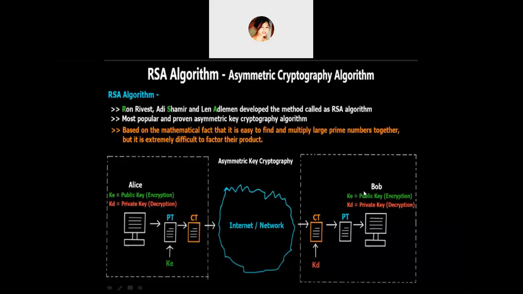Before going on with the RSA algorithm, do you remember the difference between symmetric key algorithm and asymmetric key algorithm? One difference you already know: one uses a single key and the other uses two keys, one public and the other private, right? This is the main difference between symmetric and asymmetric keys.